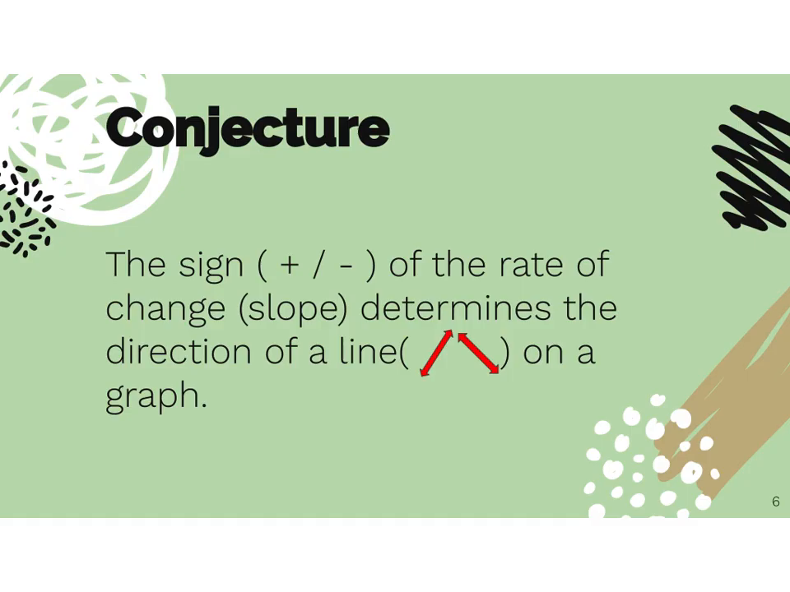So our conjecture today is that the sign, plus or minus, of your slope determines the direction your line is going to go. If you have a positive slope, your line's going up and right. If you have a negative slope, it's going down and right. So we're going to practice using rise over run. I think you might find this easier than using the slope formula, but if you prefer, you can always plug your points into the slope formula instead.